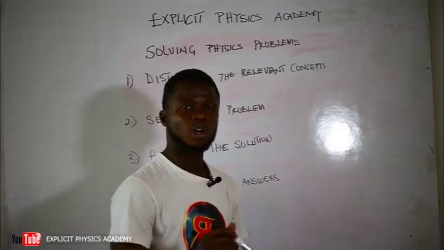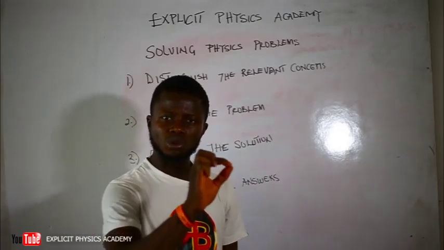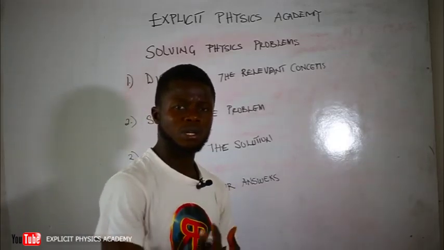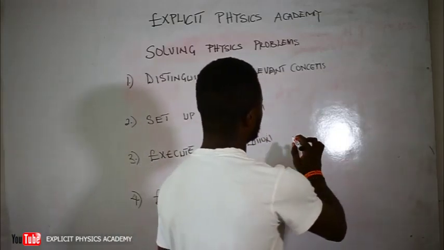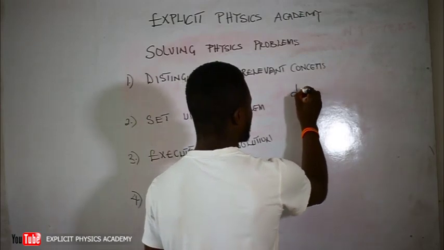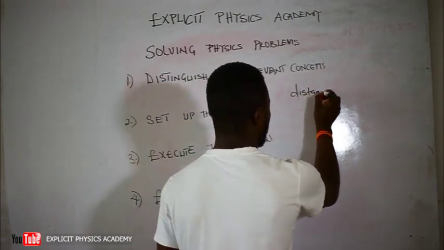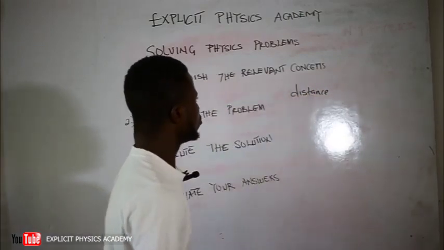The moment you see the problem, you have to spot out those concepts. And what are those concepts? Those physical quantities. Now in the problem, it is stated that there is distance. First of all, write out distance, that I've seen distance in my problem. Let me write it out.